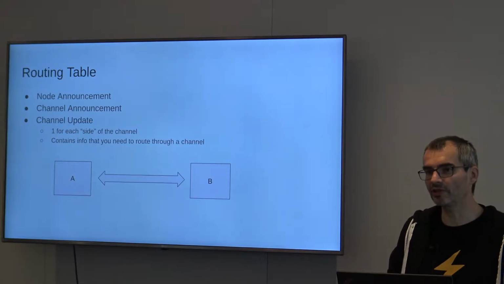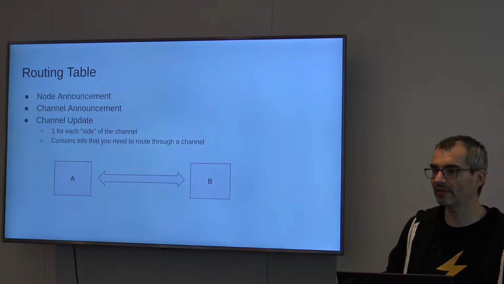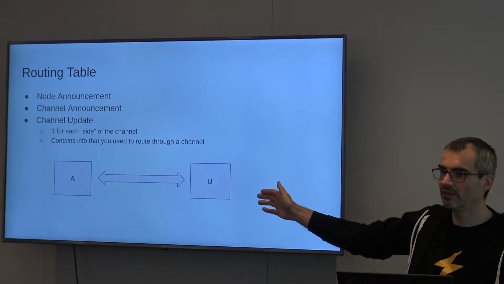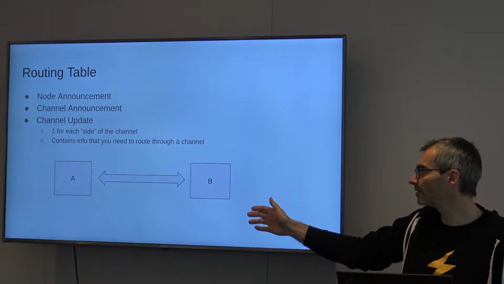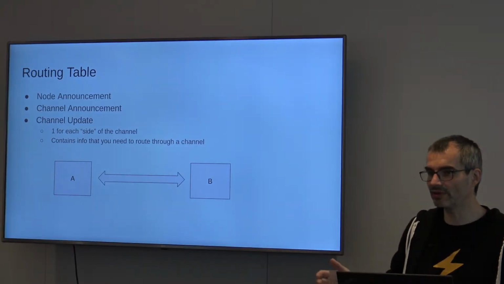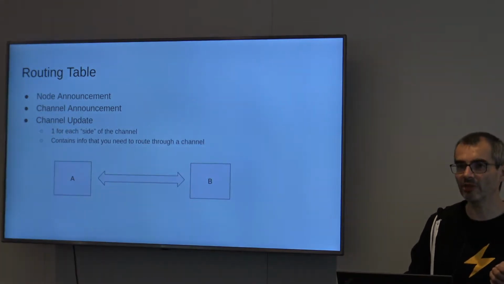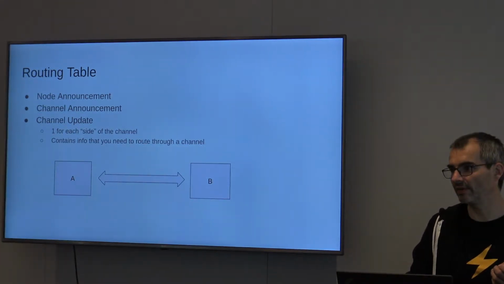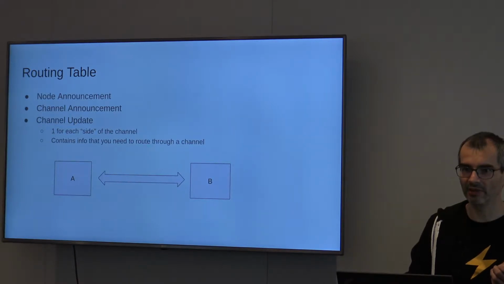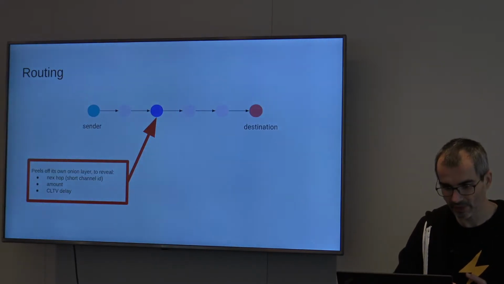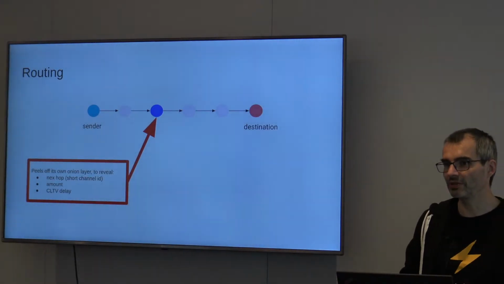And it's very possible that you can use a channel on one side only. If all the money is on A's side, it won't be possible to use it to route payment through B. And so you won't have a channel update for this side, or you will have one that is disabled. And the only information you actually need to create onion payments are channel updates. You don't need channel announcements. You don't need node announcements. So this has been shown to you already.